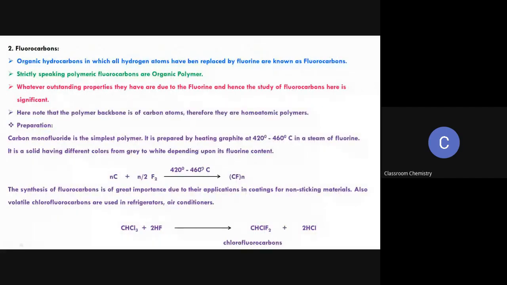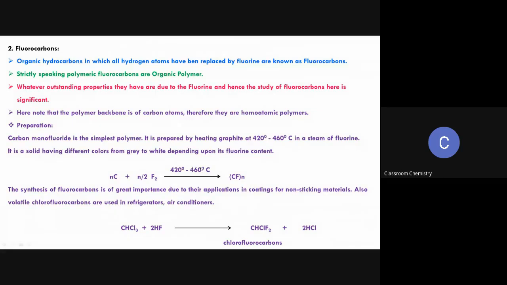Okay, so next we see the fluorocarbon, and in the case of fluorocarbon we see that it is an organic polymer. Organic hydrocarbons in which only the hydrogen atoms are replaced by fluorine. That's why it is sometimes called an organic polymer, because in the change from carbon-hydrogen there is only a change to carbon-fluorine, but carbon is in the backbone along with fluorine. That's why we say it is an organic polymer.